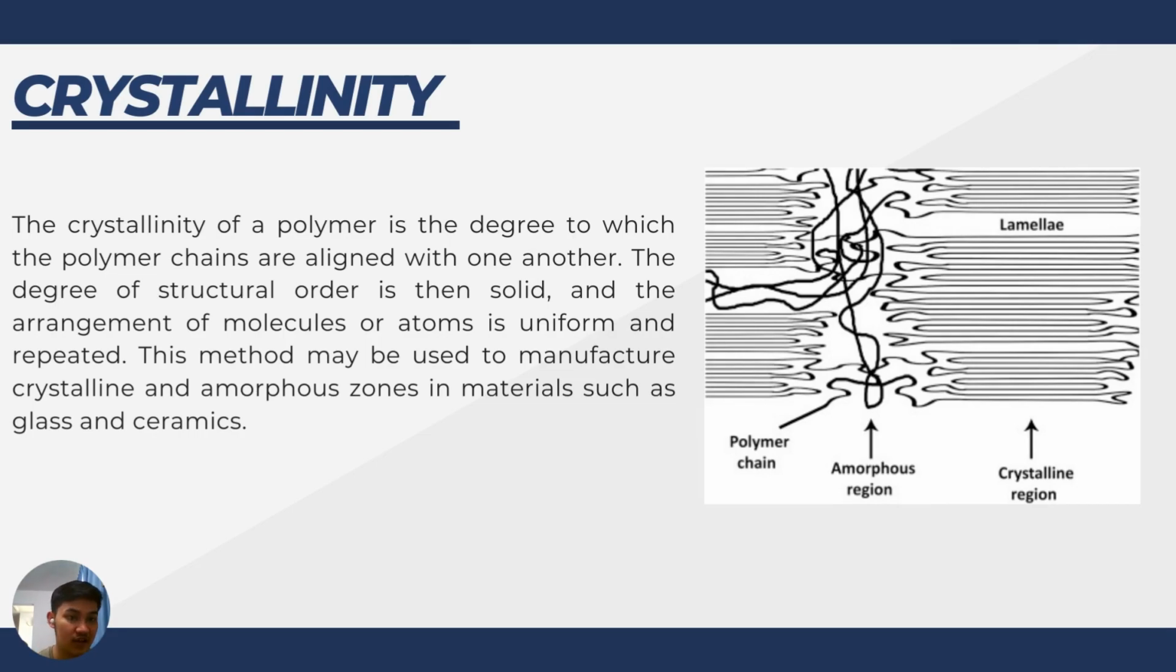And then we have crystallinity. Crystallinity is the degree to which the polymer chains are aligned with each other. There is a solid level of structural order, and the arrangement of molecules or atoms is uniform and repeated. With this method, crystalline and amorphous zones can be made in materials like glass and ceramics. The crystalline region has a repetitive arrangement of molecules. The greater the crystalline content, the greater the hardness and stiffness, but the lower the ductility.